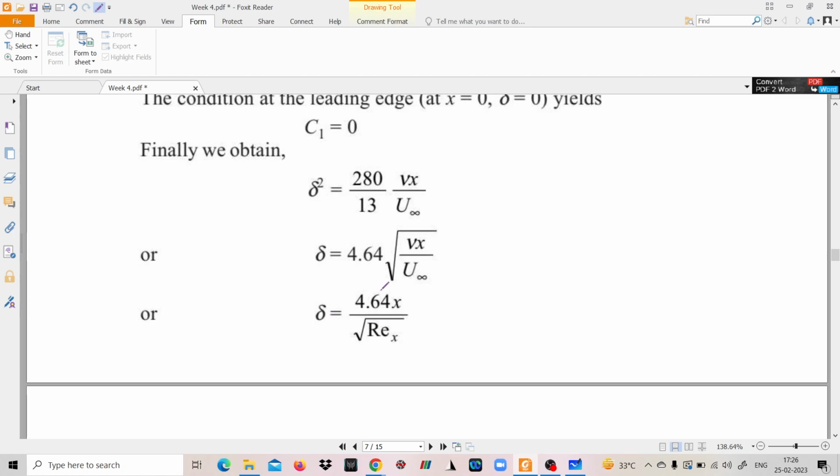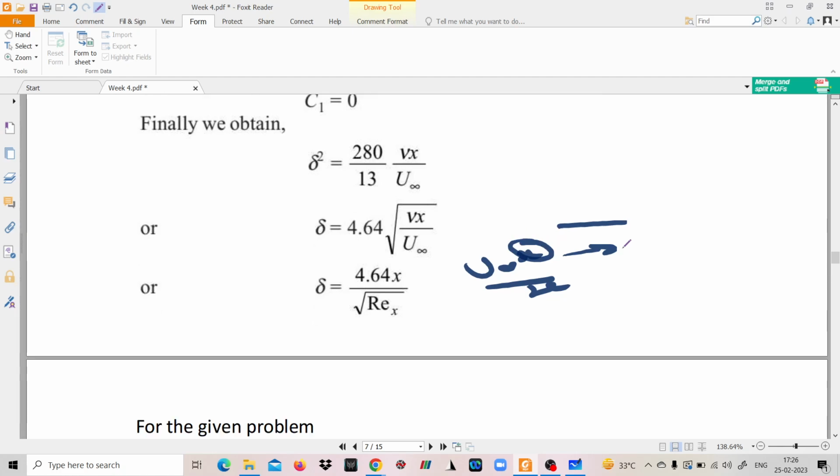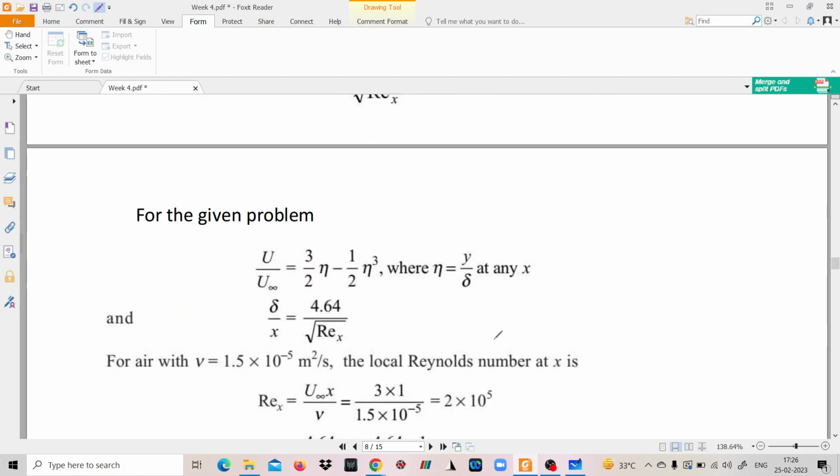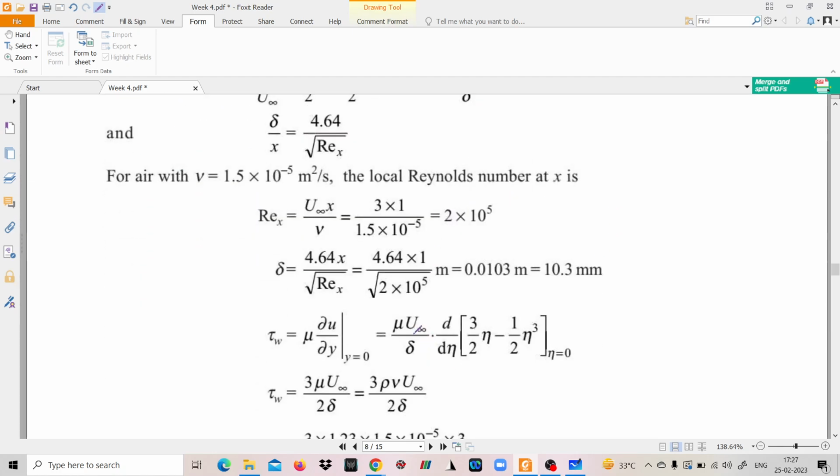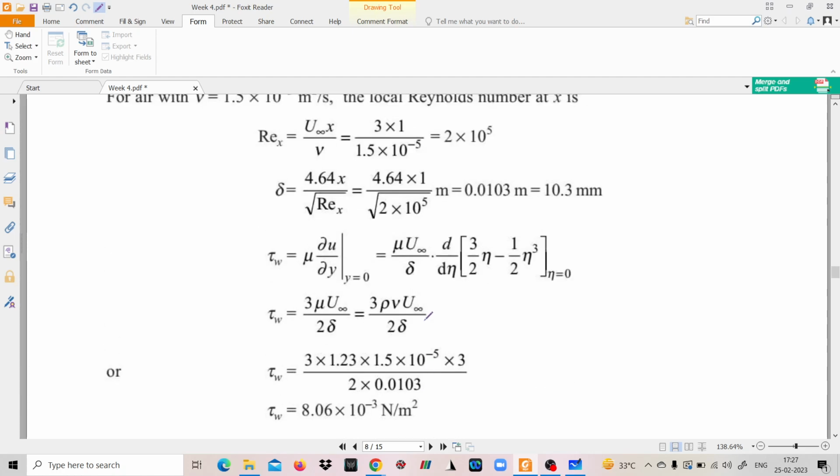Once you have the value of delta, you can see that it is in terms of x and Rex. What is Rex? Rex is u infinity x by nu. The Reynolds number that governs the flow in the boundary layer is basically in terms of the characteristic length, which is the distance from the leading edge of the plate. So after that, everything is given to you. You can find tau w.